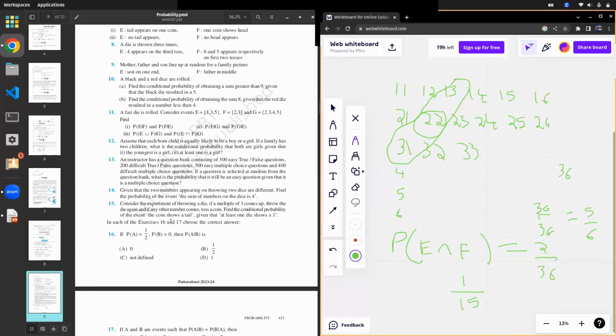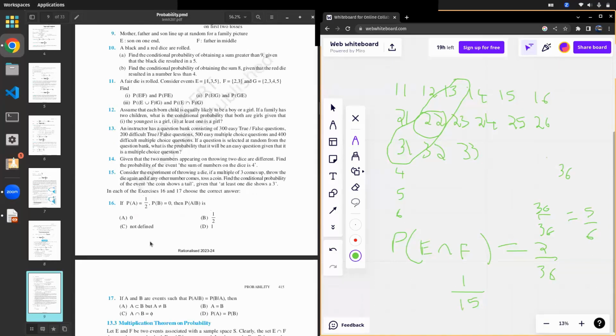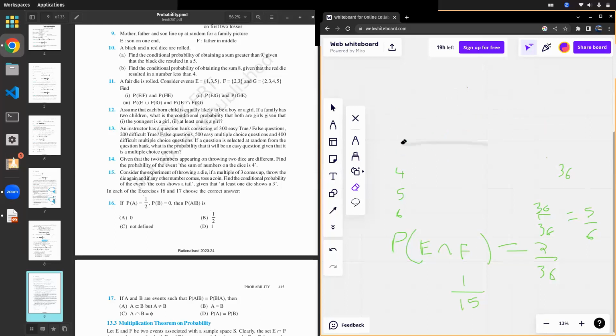Okay, now we'll go to the next question. Consider the experiment of throwing a dice. If a multiple of 3 comes, throw the dice again. If any other number comes, toss a coin. Find the conditional probability of the coin showing a tail, given that at least one die shows up 3. So first in this question we will write the sample space.